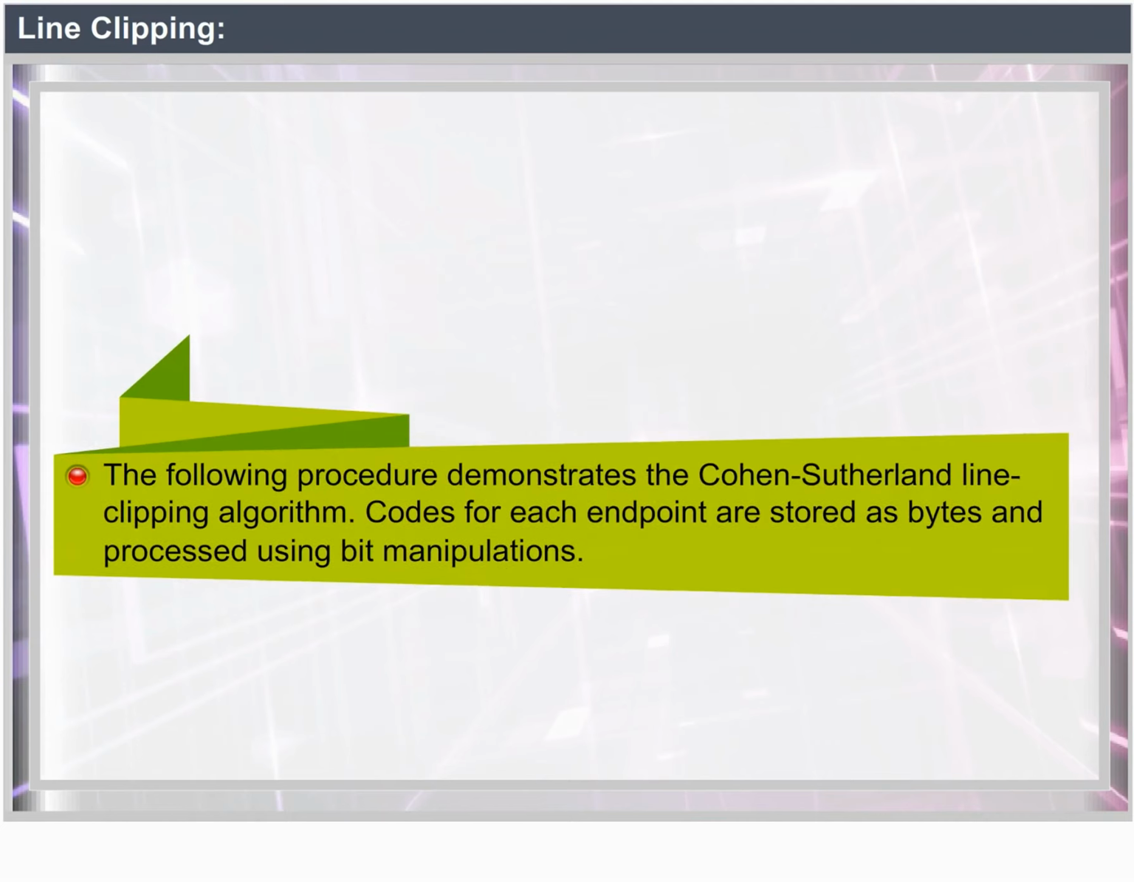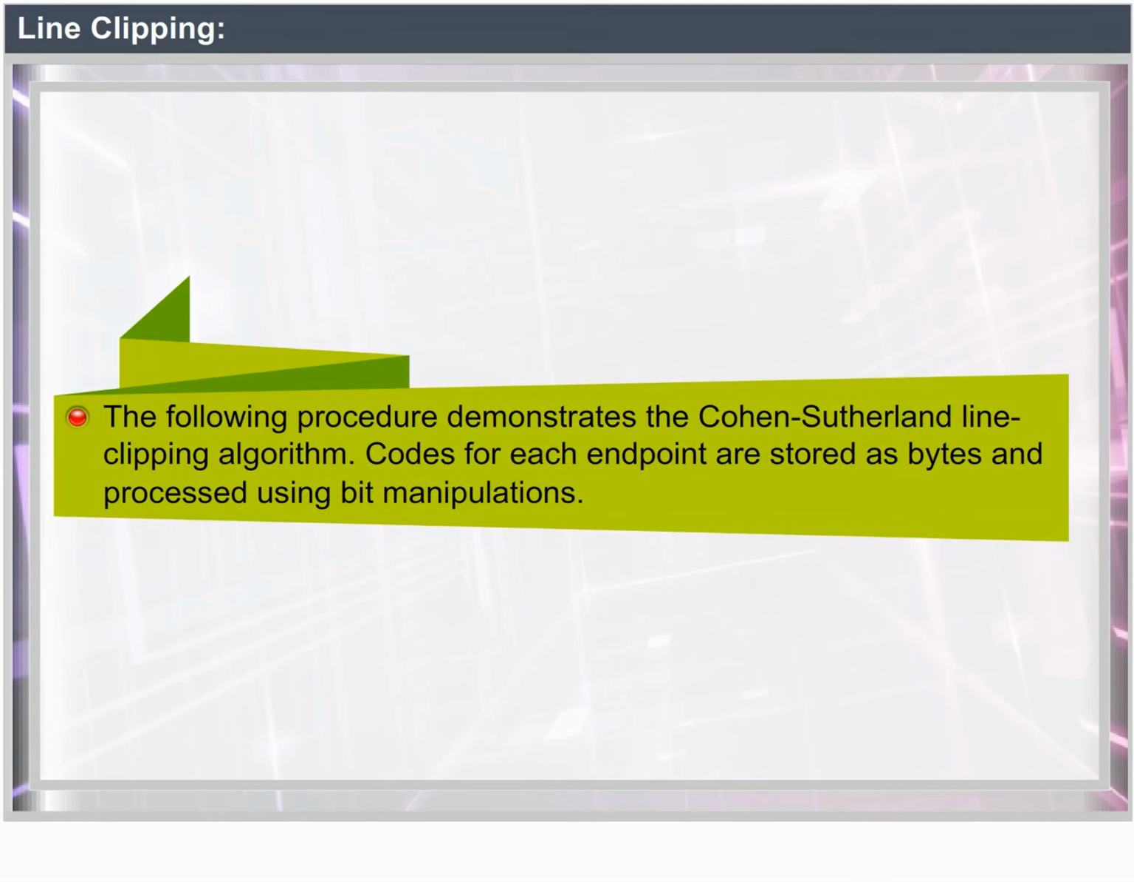The following procedure demonstrates the Cohen-Sutherland line clipping algorithm. Codes for each endpoint are stored as bytes and processed using bit manipulations.